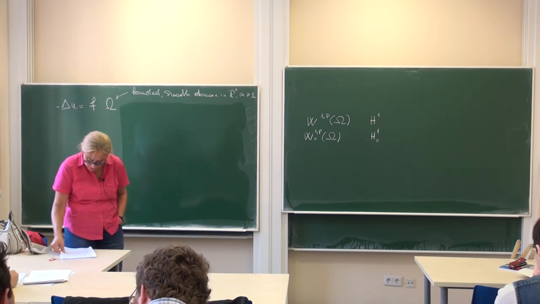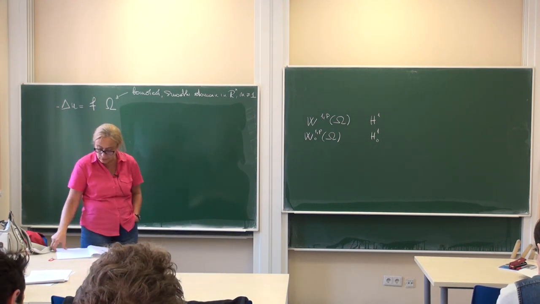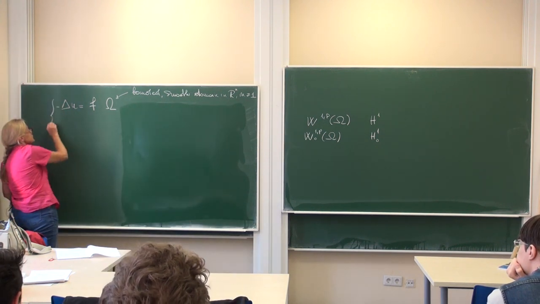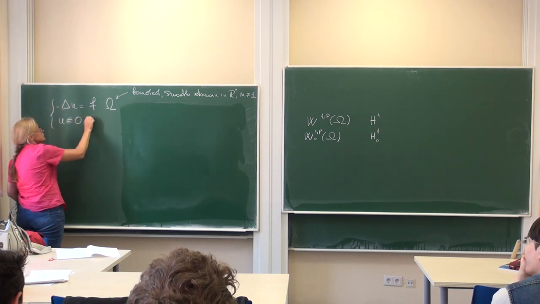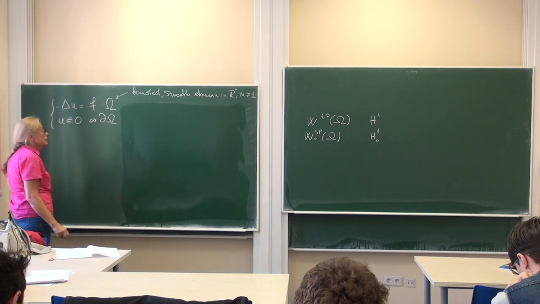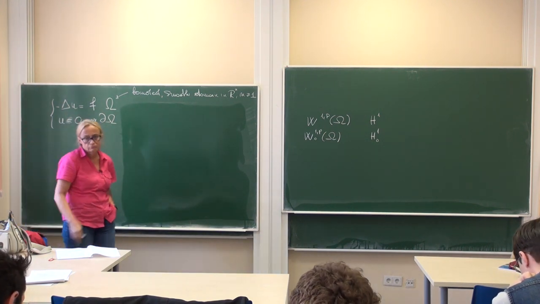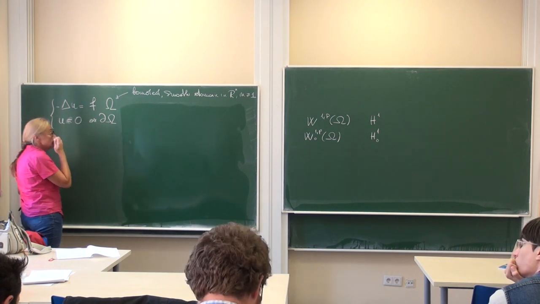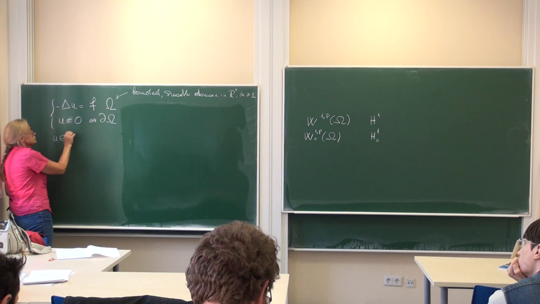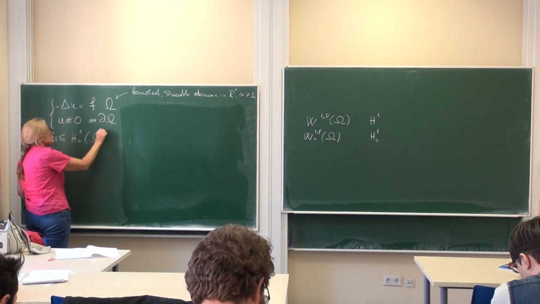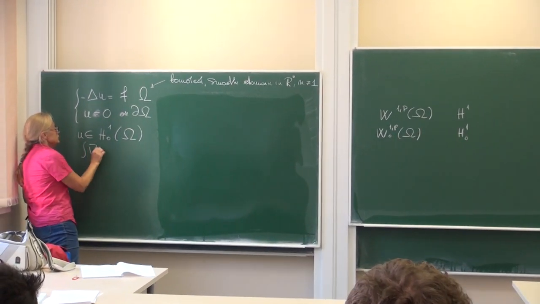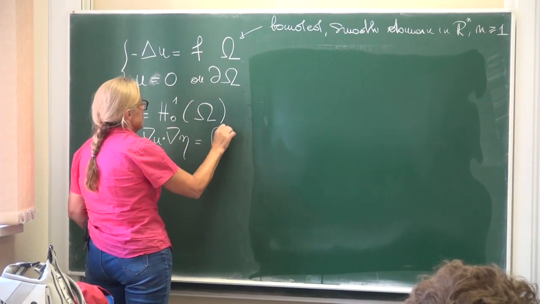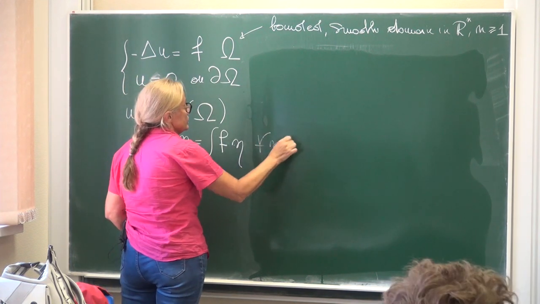I will need the notion of distributional solution to this Poisson equation and the notion of weak solution to this equation, in particular if I deal with the Dirichlet problem, say f is continuous up to the boundary, it doesn't matter. It is convenient to look for a weak solution, which is a function u in H_0^1(Omega) such that the integral of gradient u times gradient eta is equal to the integral of f times eta for any test function eta.